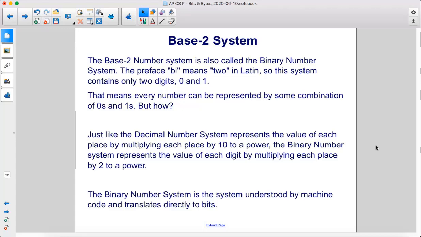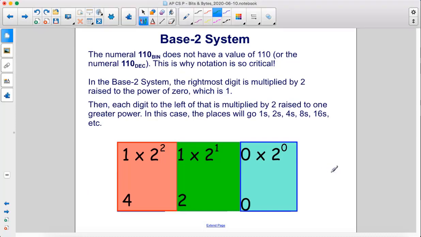But how? Just like the decimal number system represents the value of each place by multiplying each place by 10 to a power, the binary number system represents the value of each digit by multiplying each place by 2 to a power. The binary number system is the system understood by machine code and translates directly to bits. The numeral 110BIN does not have a value of 110, or the numeral 110DEC. This is why notation is so critical.